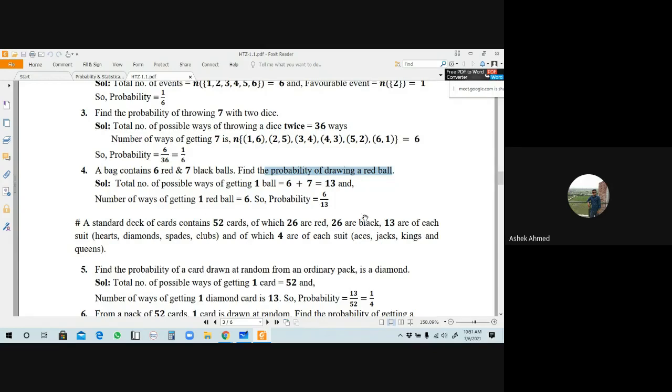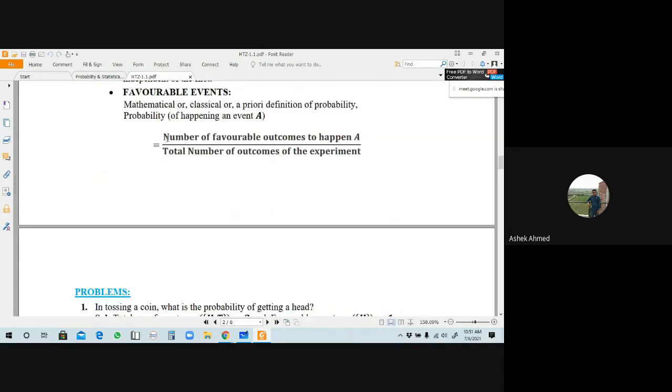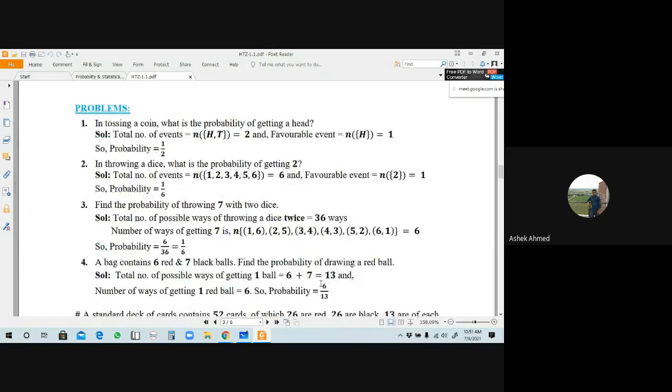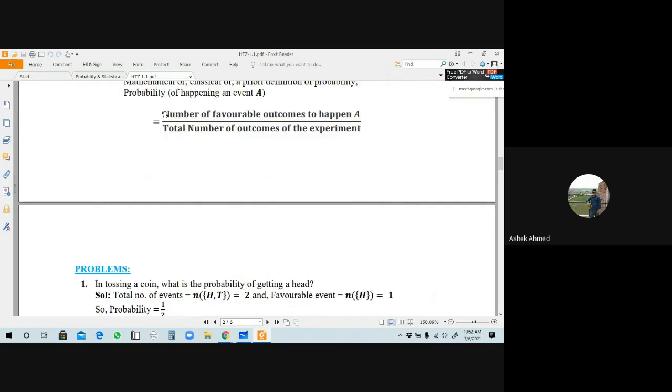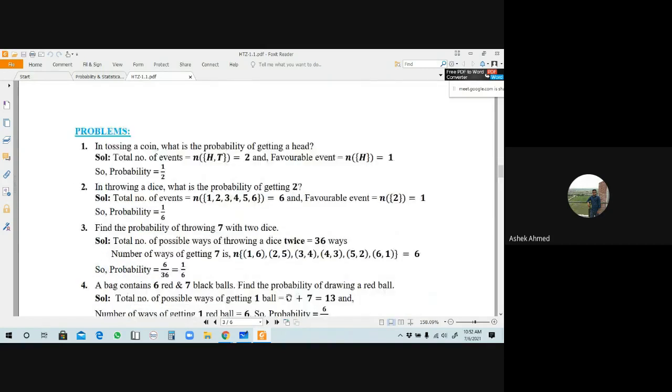We know that the formula for finding probability has in the numerator the number of favorable outcomes for A to happen. So here the numerator will be the number of balls that will be red color. How many red balls here? 6. So 6 will be the numerator, and the total number of balls will be 6 plus 7, that is 13. This is our probability formula. Using this concept, you have to solve this problem.